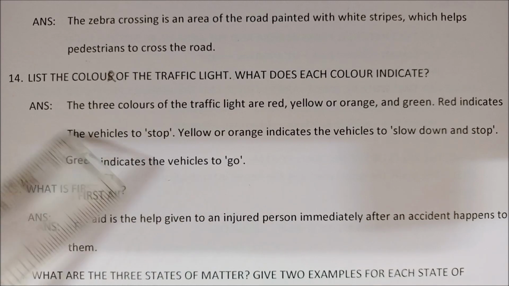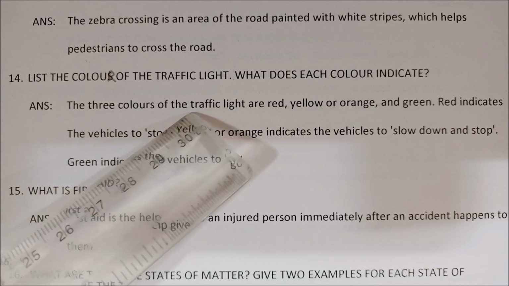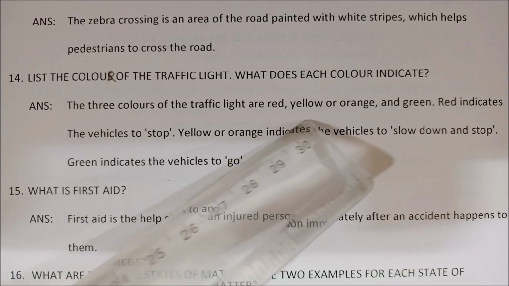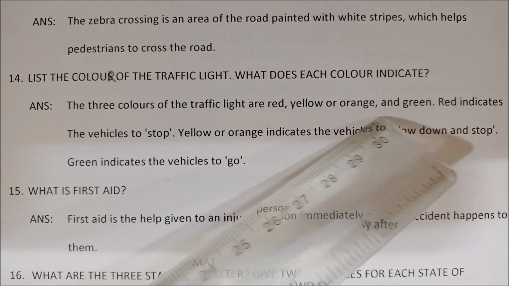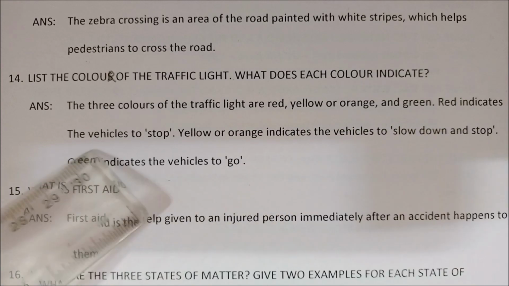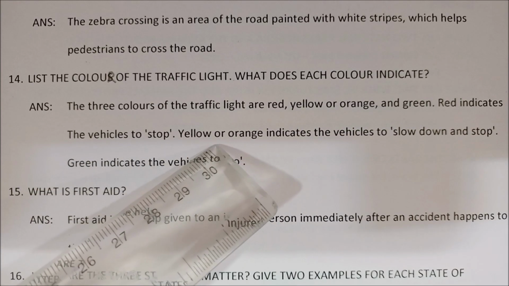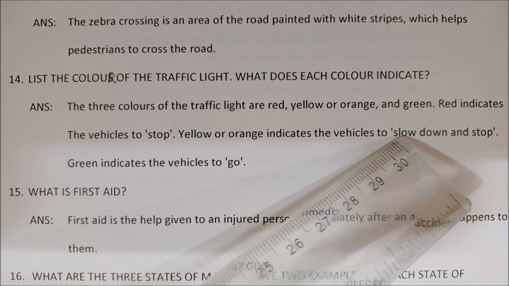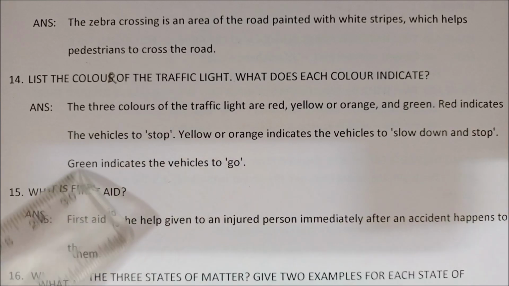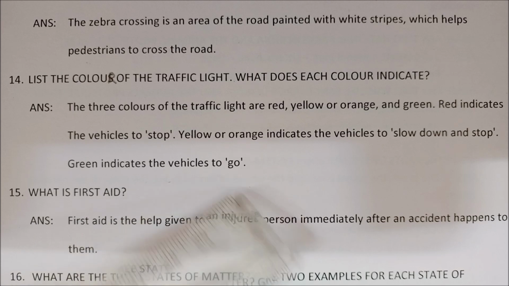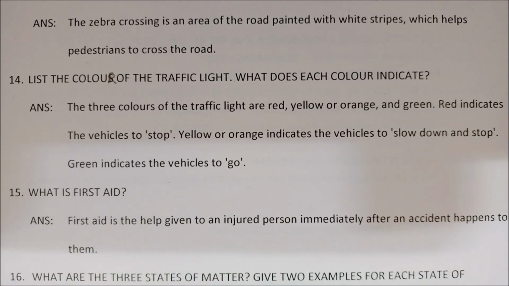So shall I recap it once again, children? The 3 colors of the traffic light are red, yellow or orange and green. Red indicates the vehicles to stop. Yellow or orange indicates the vehicles to slow down and stop. Green indicates the vehicles to go. Is it clear, children?